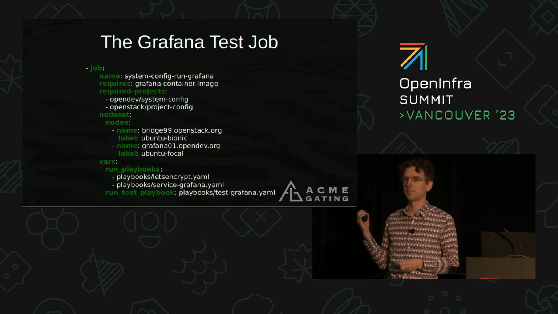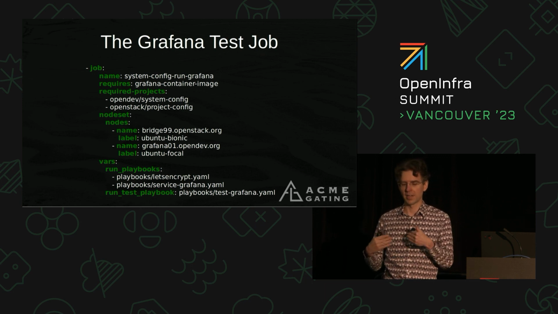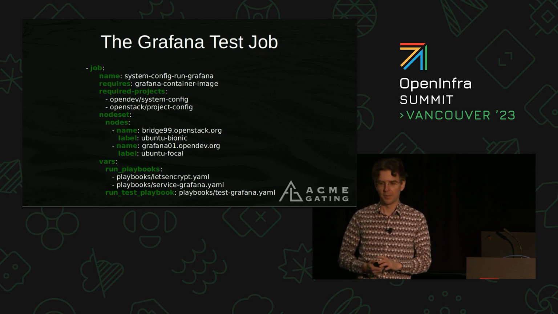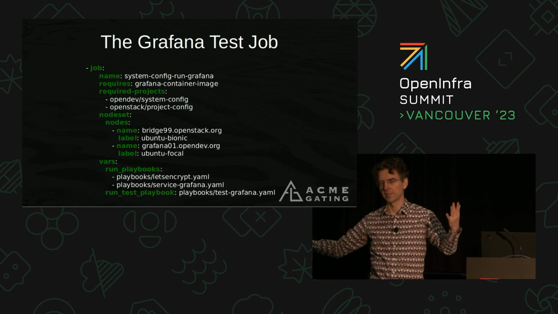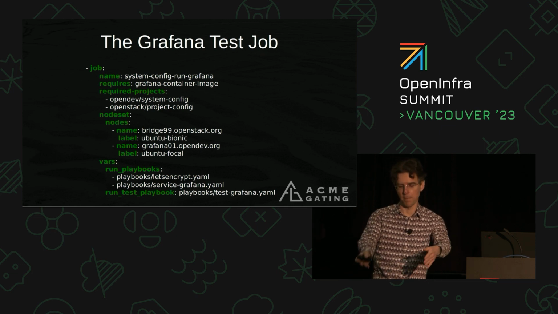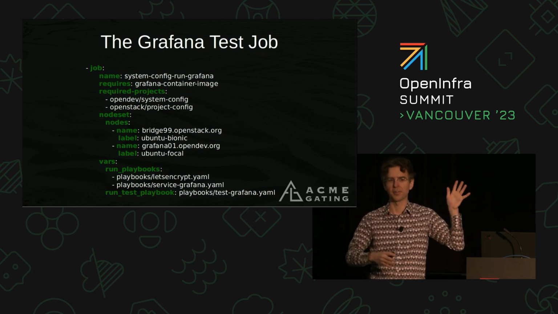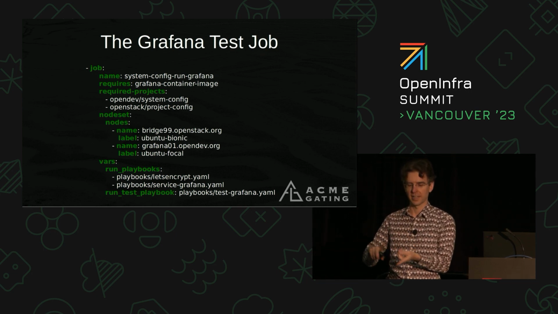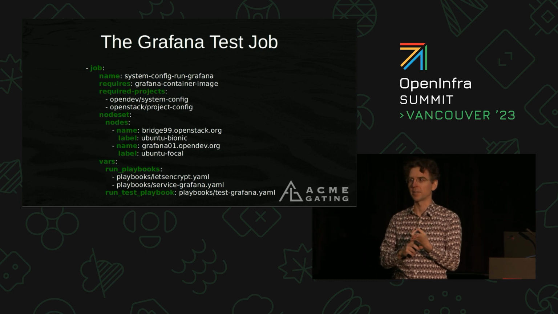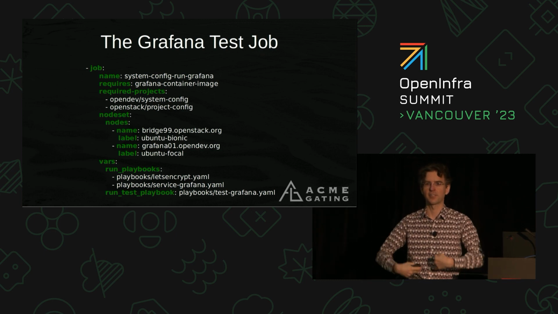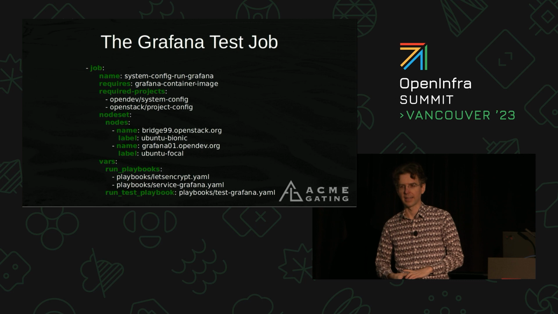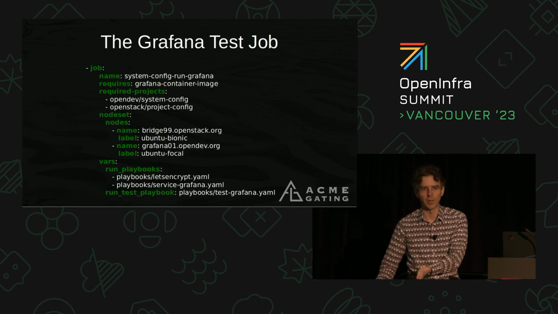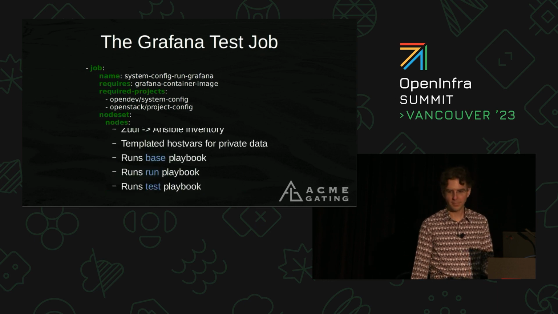Then there's some job variables. So our playbooks look for these variables, and basically we have playbooks that run playbooks, and so this is saying, hey, big main playbook, run these other small playbooks, and these other small playbooks are like the Let's Encrypt playbook and the Grafana service deployment playbook. So these are the things that actually deploy the service, and those are our actual production playbooks that we're running in our test environment.